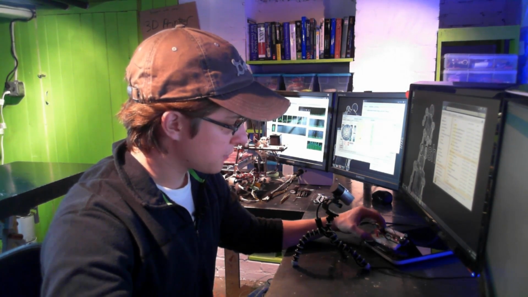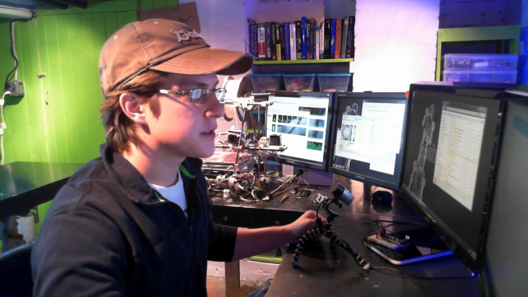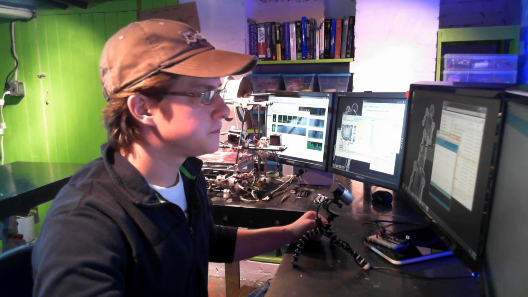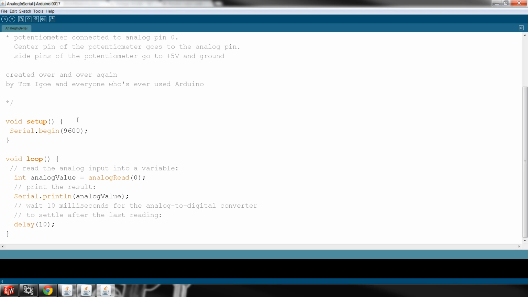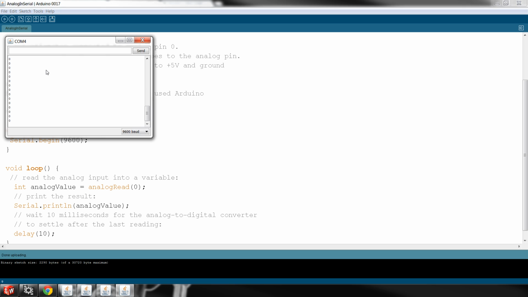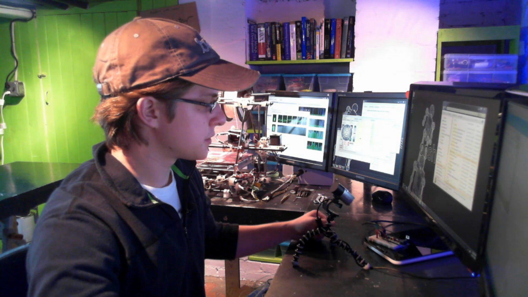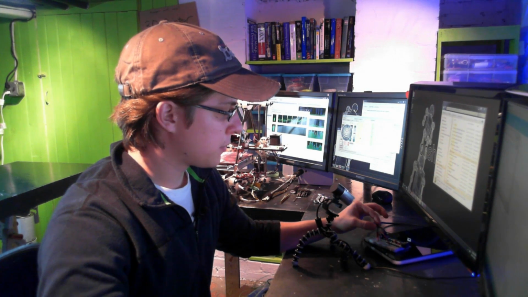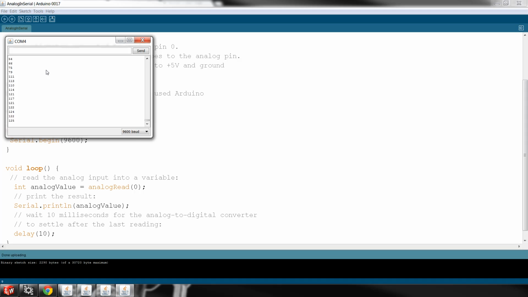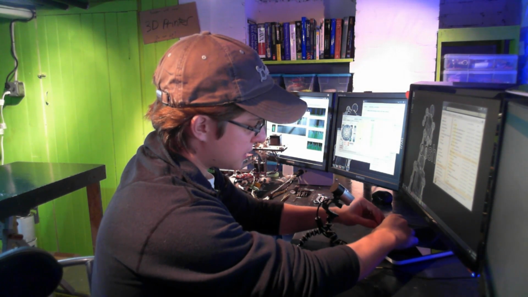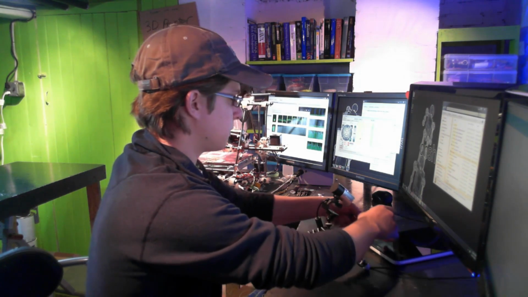But that's not enough. So let's go to another sketch, the analog in serial. Now what this one does is actually prints the value that the sensor is returning. And we're getting a lot of zeros. That's because I'm not touching the sensor. But if I apply just a little bit of force, we're starting to get values. That's exciting. I'm going to take this sensor with us. Let's put this board over here.